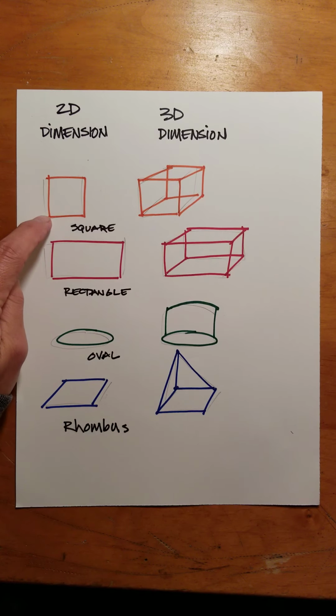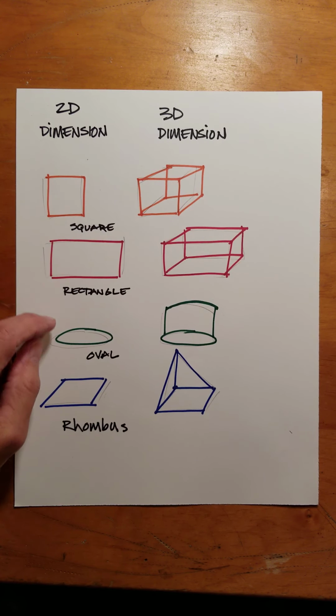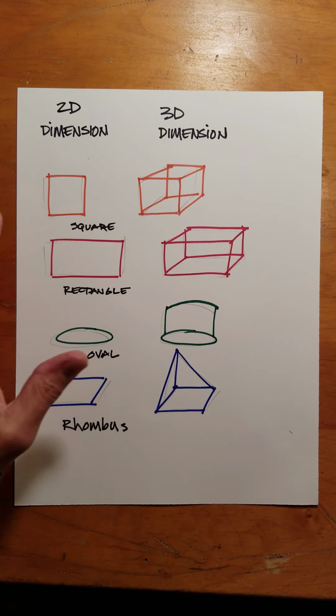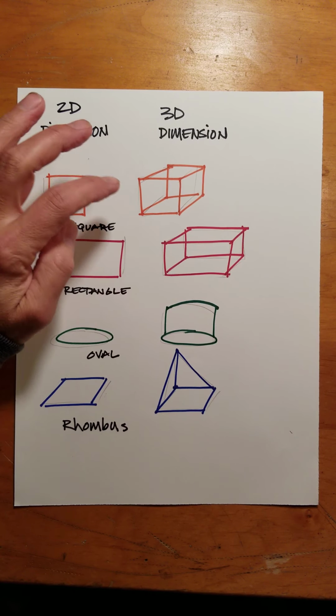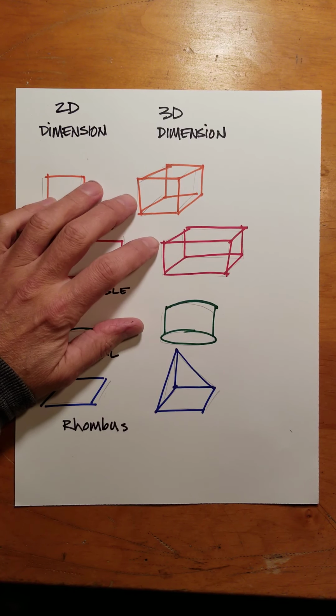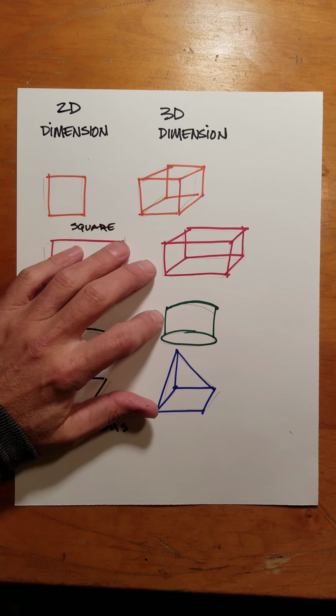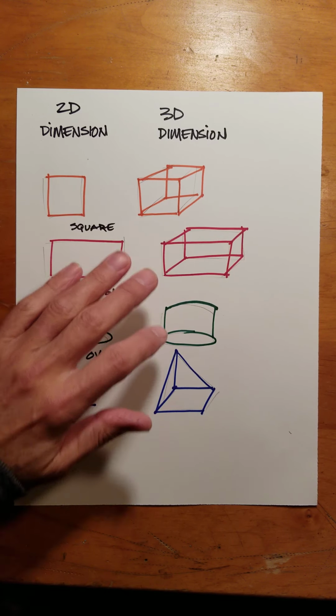So today we're going to do four basic shapes: the square, the rectangle, the oval, and the rhombus, and turn them into these items, which are called the cube, the rectangular prism, the cylinder, and the pyramid. Okay, you can use pencil, marker, color pencil, crayon, whichever you like.